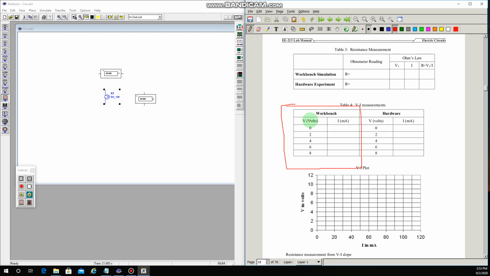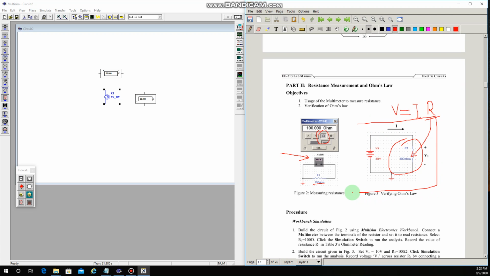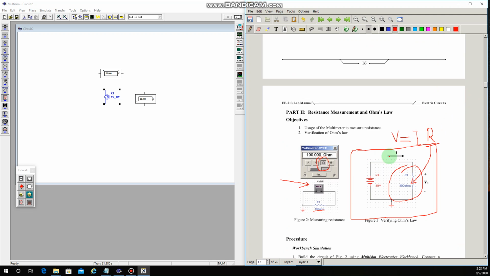So what we have to do is select different values of the source voltage. Which source voltage? The source voltage in this figure, in this circuit. So first value of Vs, we have to select it equal to 0 volt. Then we have to select 2 volts and so on according to the table. And for each of these voltage values, we will have to measure the corresponding current that is flowing through the resistor. Again, let's go back to the circuit. So this is the current that we are going to measure for each different value of V.